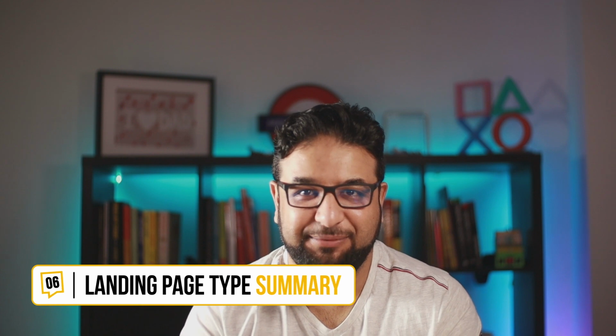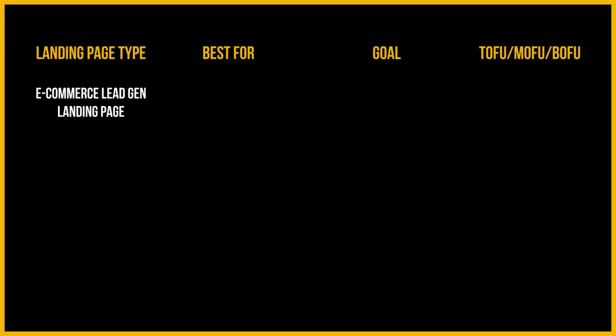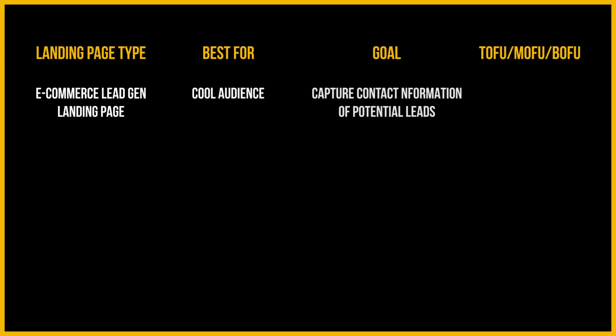Let's summarize the different landing pages which we just discussed. So for an e-commerce lead generation landing page, you would be looking at a goal of capturing contact information of potential leads. They're ideal for a cool audience, and you can place them at top of the funnel. If you don't understand what top of the funnel or middle of the funnel or bottom of the funnel means, please check out my other video in which I go about these different stages in a lot of detail.